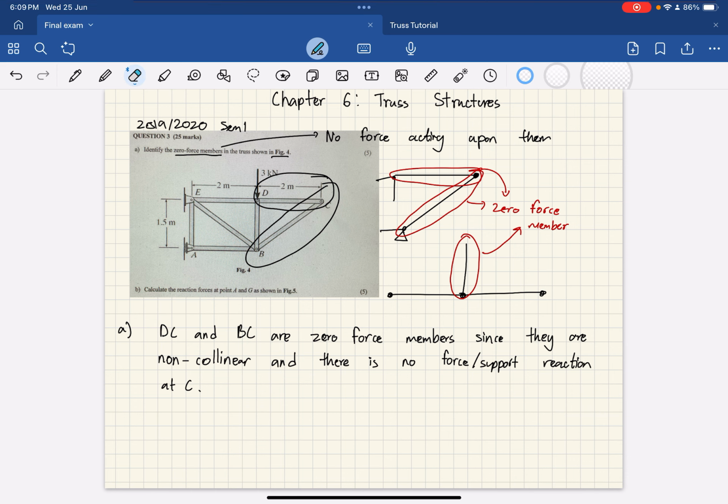Now we go to part B, where they ask you to calculate the reaction forces at points A and G. Actually, they didn't mean G, I think they meant E. They typoed the question, as shown in figure 5. I think they meant to say figure 4, if I'm not mistaken. Oh, sorry. I think part B is for a different question, which I'll explain later how to get. Whoops.